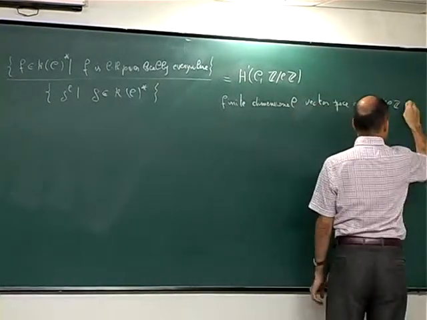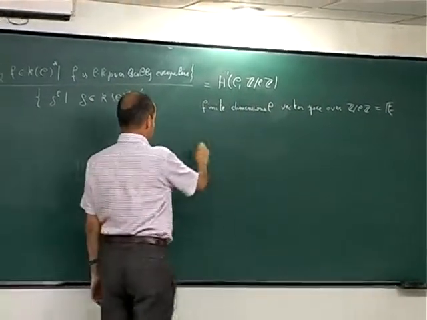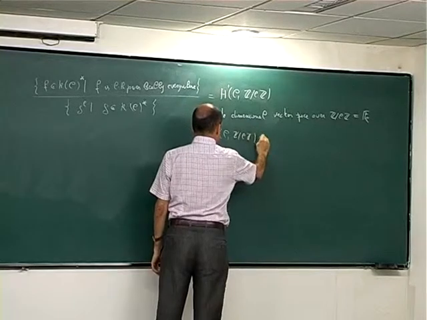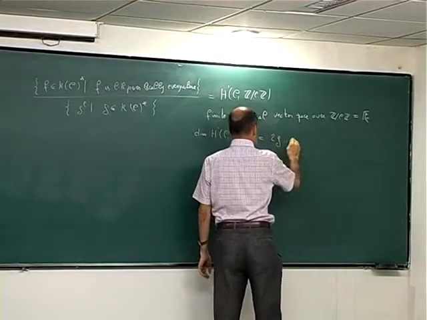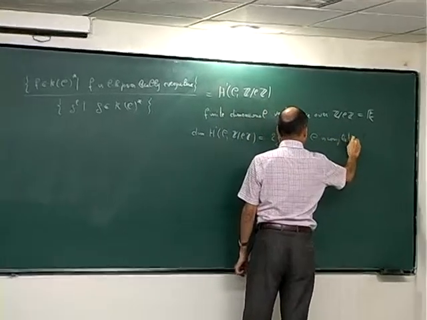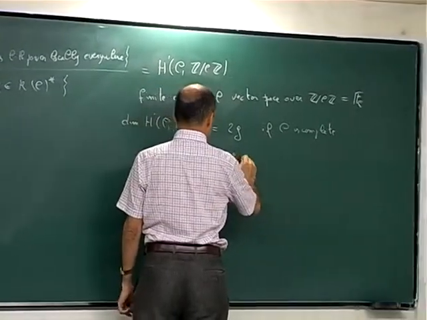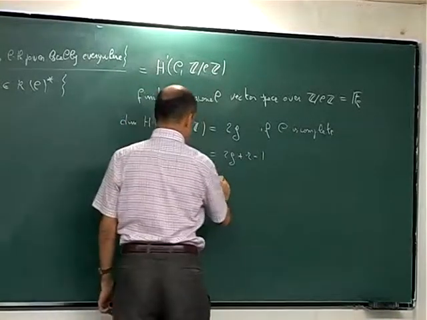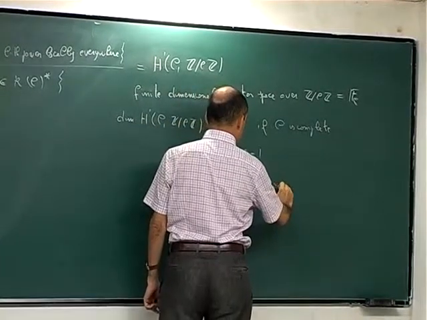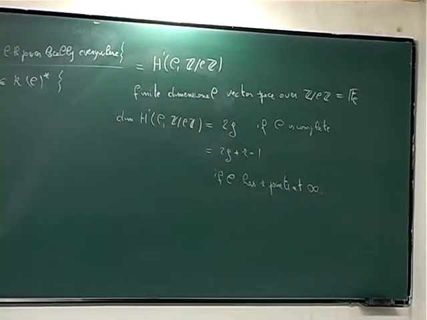over Z modulo L, which is the finite field with L elements, and its dimension is equal to twice the genus if C is complete, and it's twice the genus plus R minus 1 if C has R points at infinity. Sorry, complete curves minus R points.